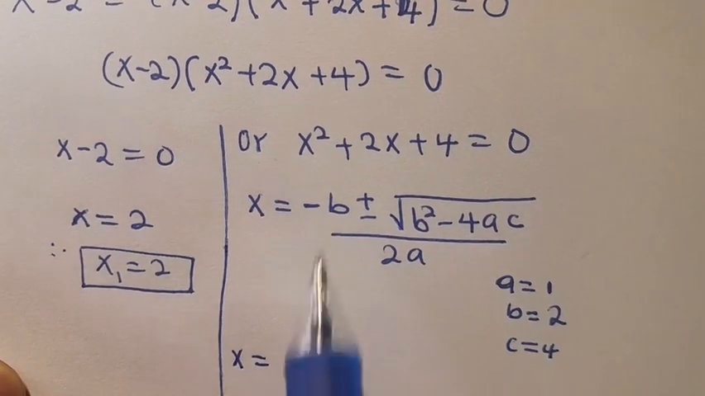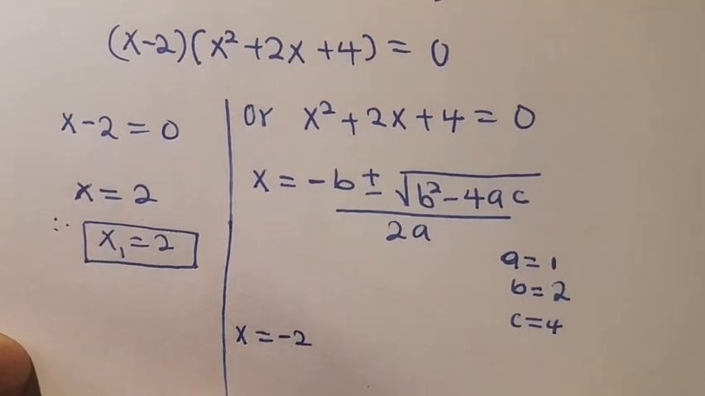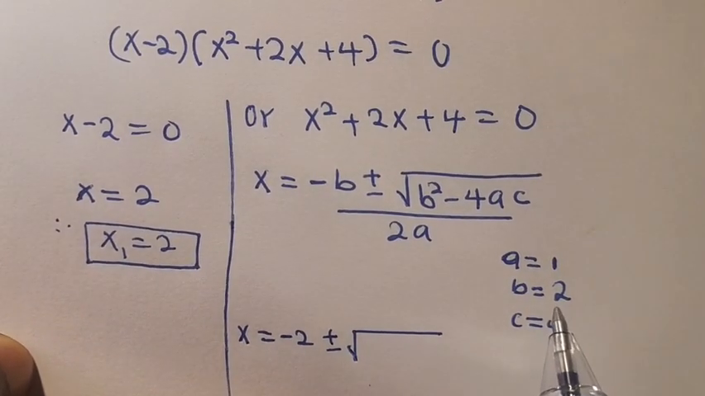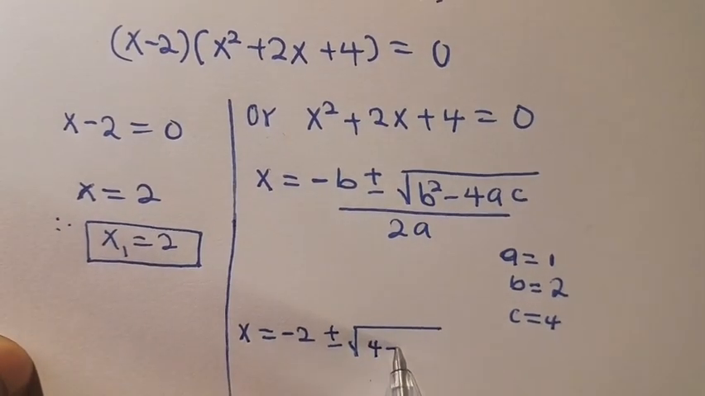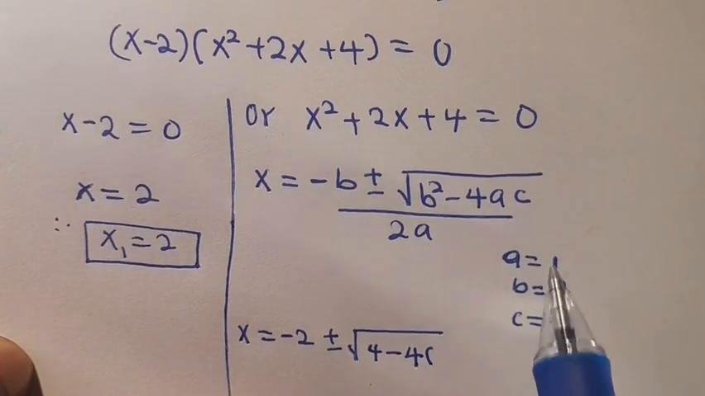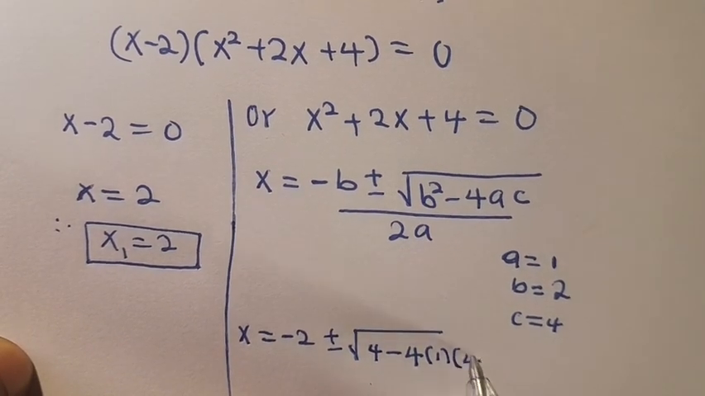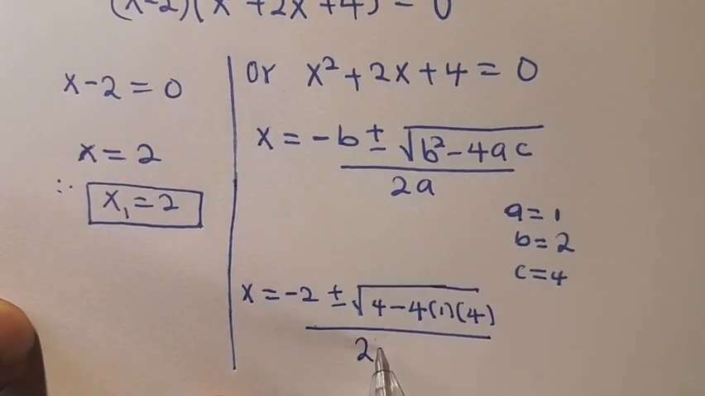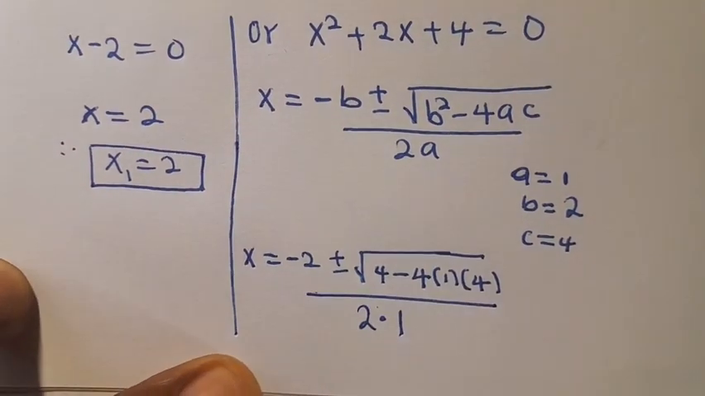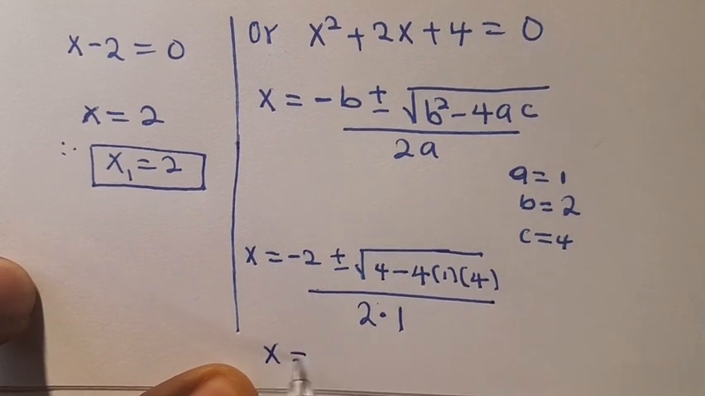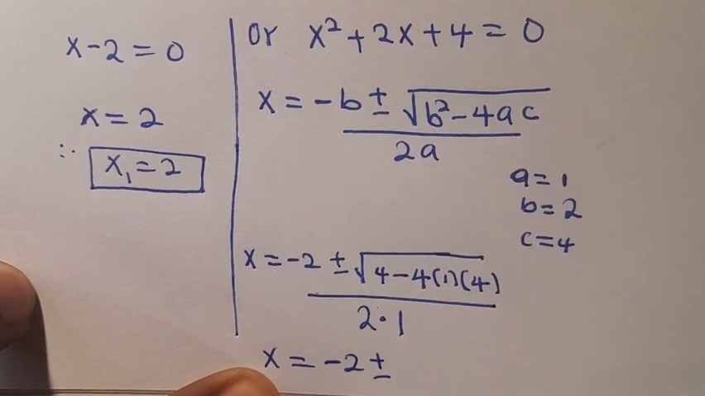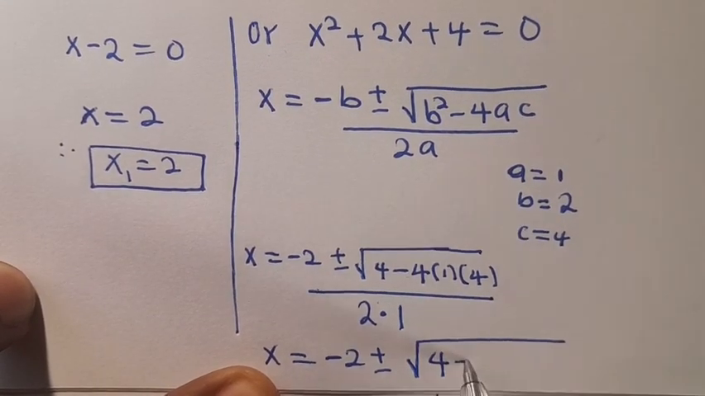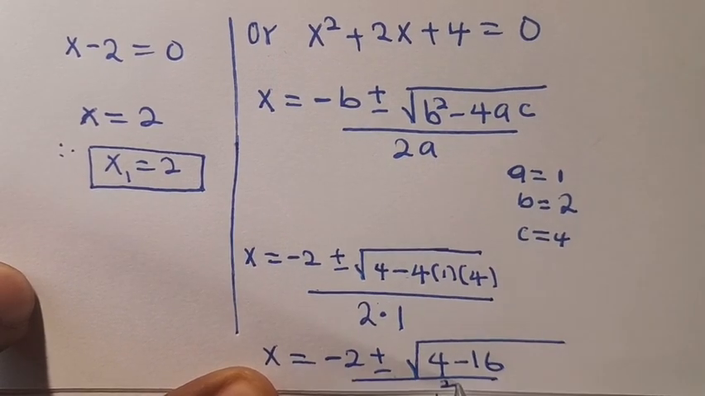Let's put everything there and let's see what we're going to have. This will be minus 2 positive or negative square root of 2 squared will be 4, minus 4 multiplied by a is 1, c is 4, all divided by 2 multiplied by 1. So ladies and gentlemen, we have our x to be equals minus 2 positive or negative, then square root of 4, then minus 16 divided by 2.